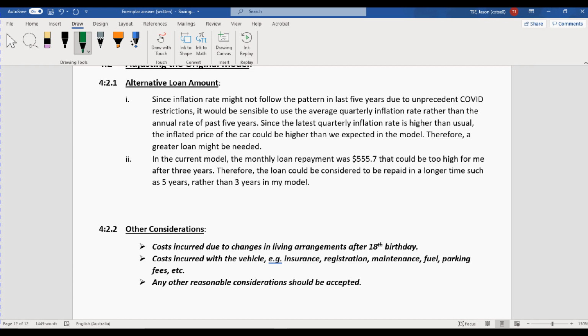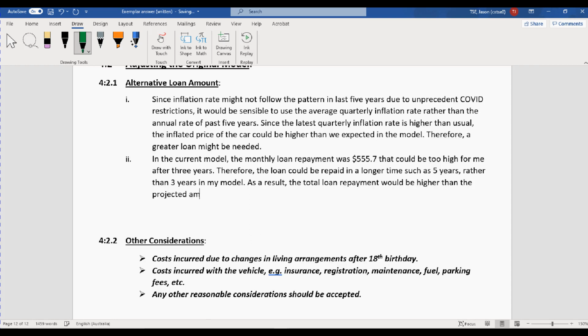But okay, so if you repay over a longer time, of course, the total loan repayment would be greater as a result. The total loan repayment would be higher than the amounts in the model. Right, okay, good. So that's pretty much what we need to do.